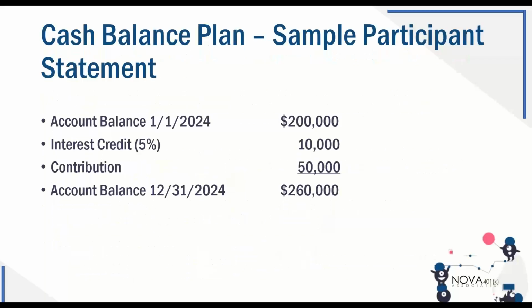So here's a typical participant statement. They're all this simple. We simply have the account balance at the beginning of the year. We have the interest credit, and that percent is in the document. We have the contribution amount, also in the document, and that can vary depending on who the person is. And then we have the account balance at the end of the year. Very easy for employees to understand and appreciate.